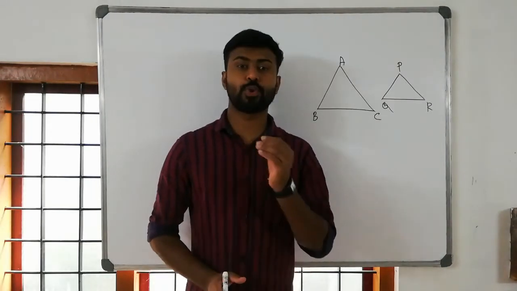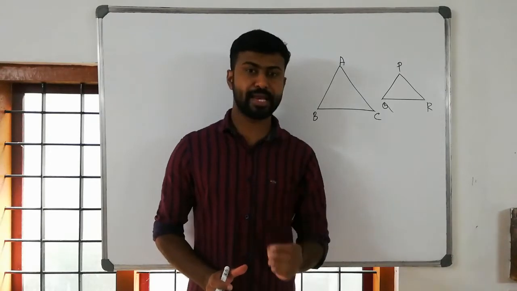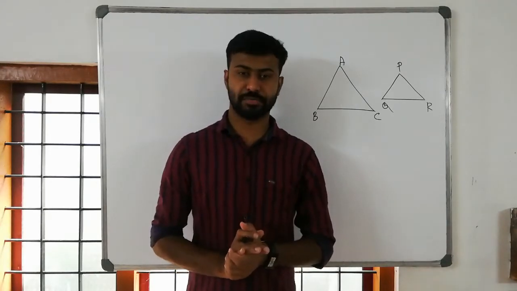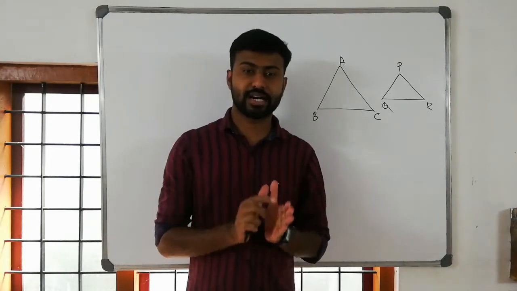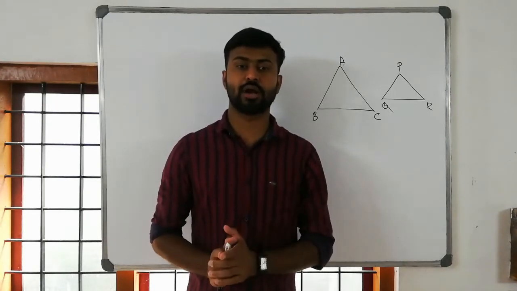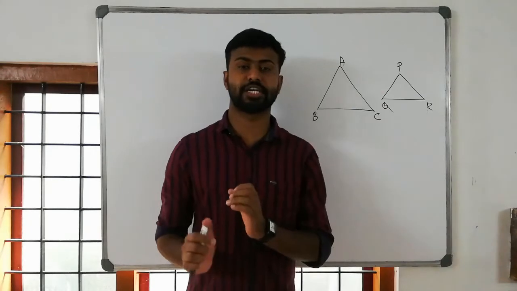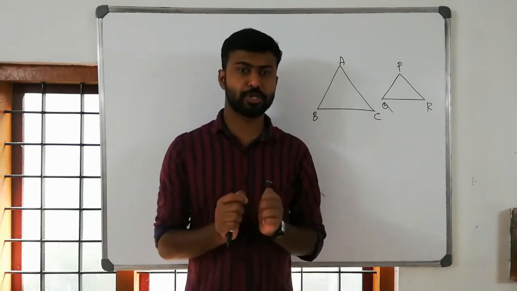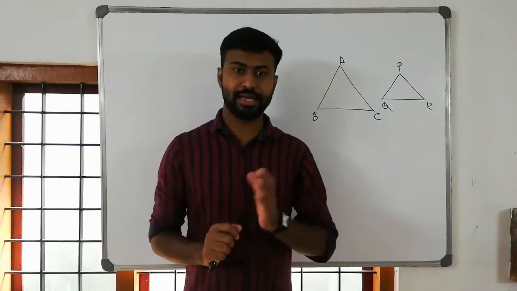In this chapter, we will discuss the similarity of triangles. If two triangles are similar, then their corresponding angles are equal and corresponding sides are proportional. Corresponding sides are proportional means the ratio between the corresponding sides are equal.